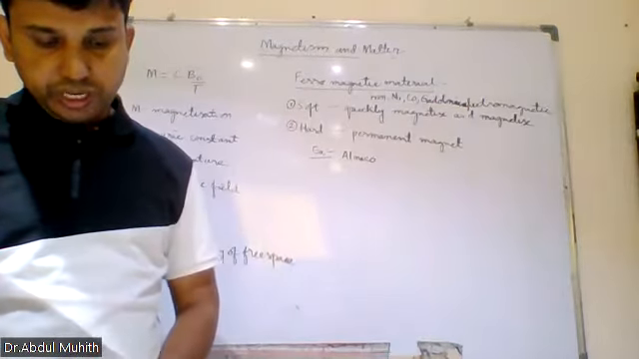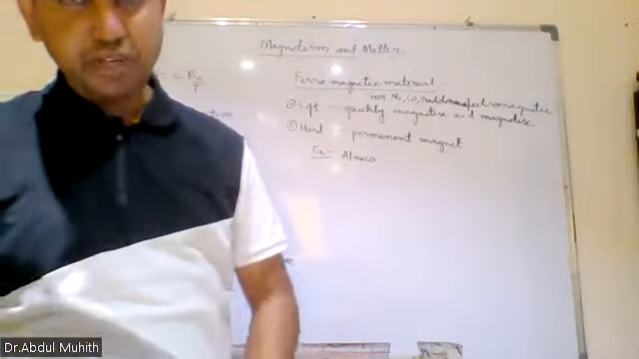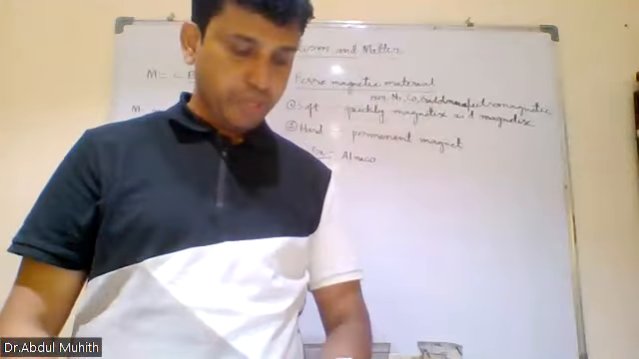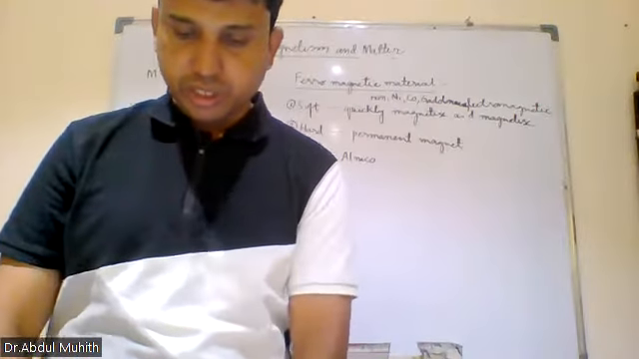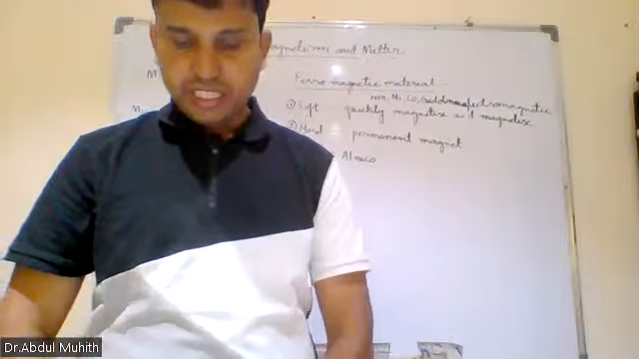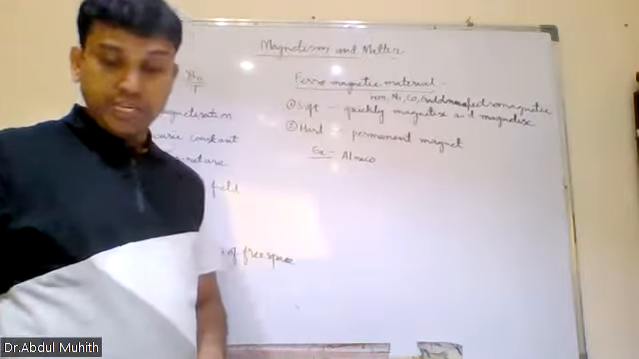The Curie temperature is given in the tabular column. If you go to page number 194, they have given the table there, so no need to learn that. They will give the values in the examination, so no need to worry. Now the next topic is the BH curve.